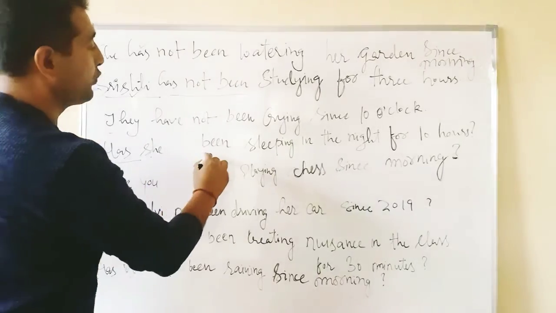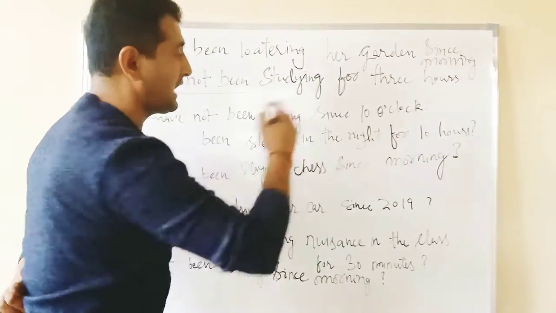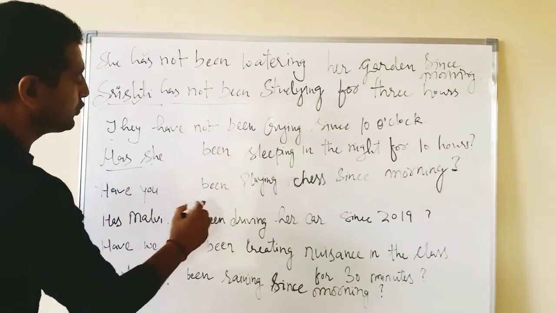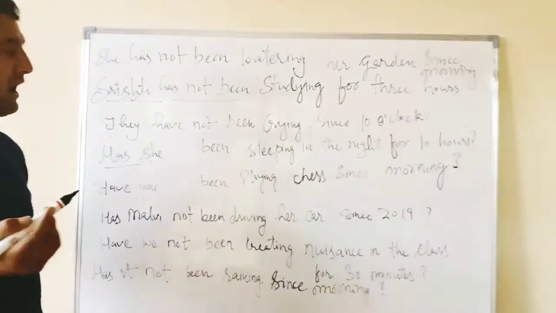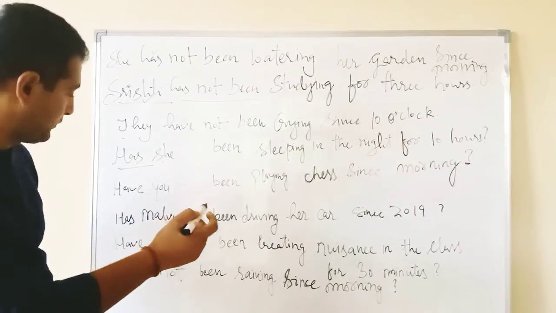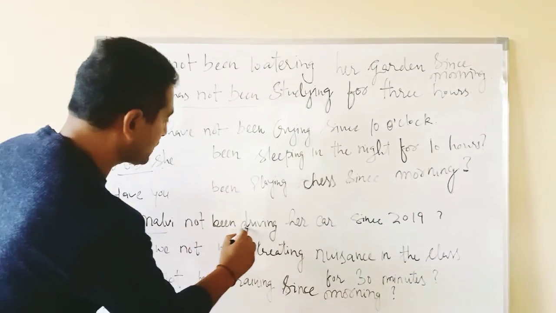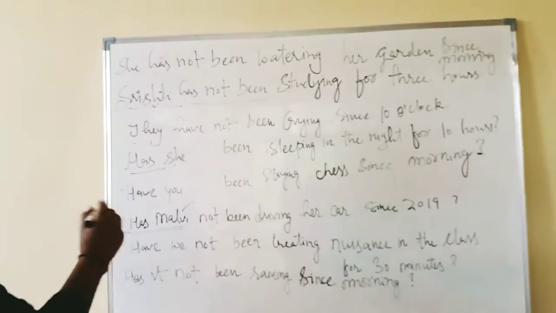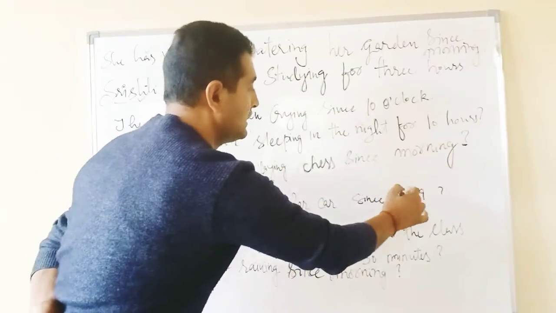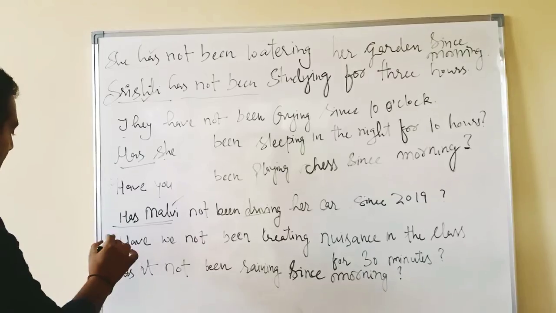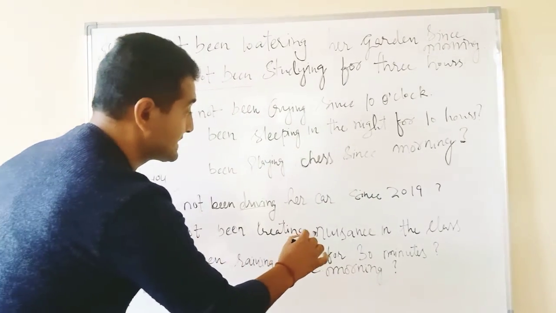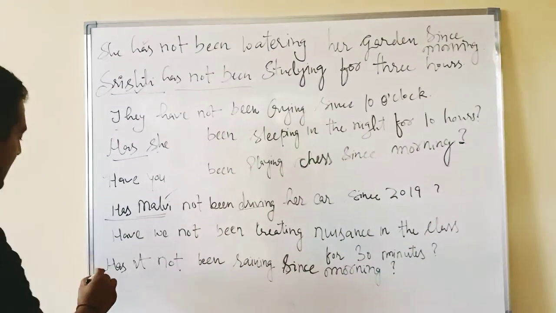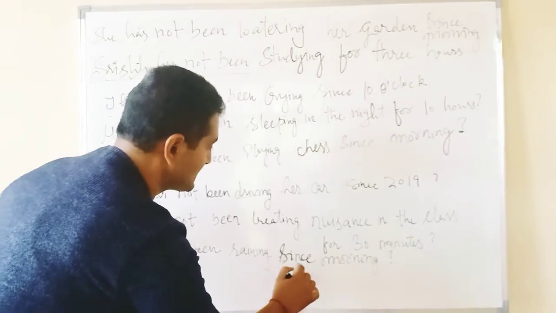Has she been sleeping in the night for 10 hours? 10 घंटे के लिए सोती है या 10 घंटे से सो रही है, क्या वो सोती है? Have you been playing chess since morning? क्या आप सुबह से चेस खेल रहे हो, right? Has Malvi not been driving her car since 2019? Malvi is singular, right? And then, have we not been creating nuisance in the class for 30 minutes? पिछले कितने 30 minutes से. And has it not been raining since morning?